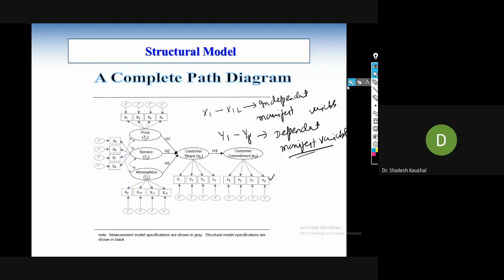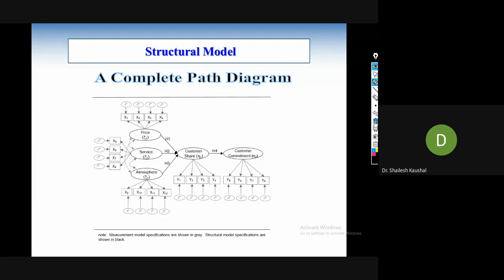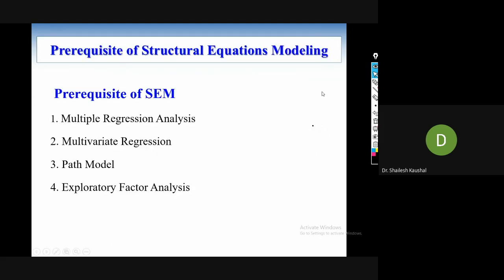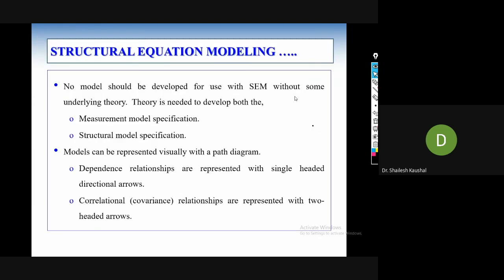So x1 to x12 are the independent manifest variables, and y1 to y8 are the dependent manifest variables. The next is the prerequisite of structural equation modeling, which I have discussed with you.